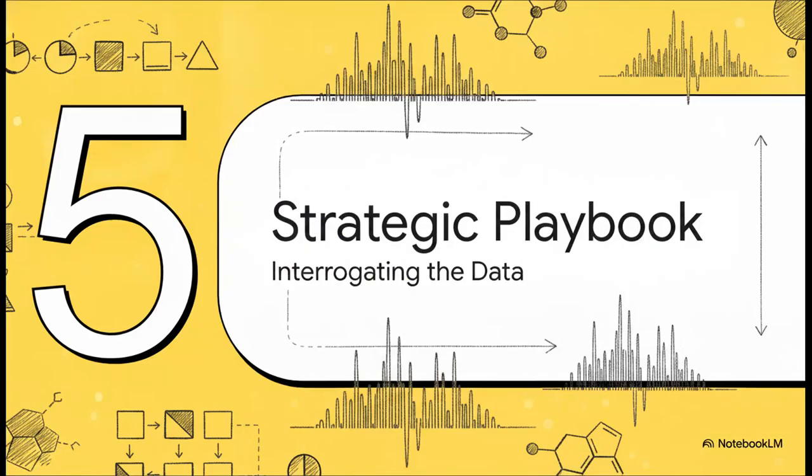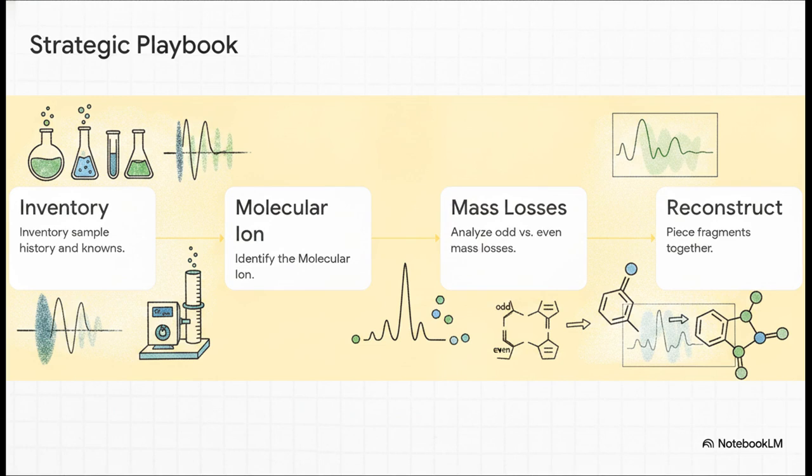Part 5, the strategic playbook. We have our rules, we know what we're looking for, so now we put them into a reproducible sequence. This is our strategic playbook for interrogating literally any mass spectrum, because true problem solving requires a real strategy.